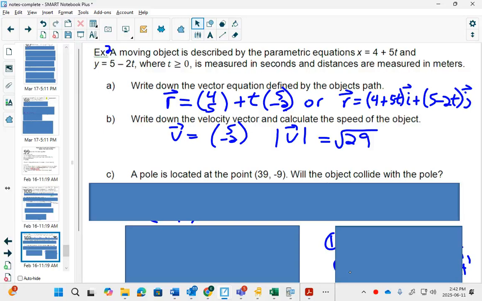All right. What moving object are we talking about? Maybe it is a pet hamster. And it happens to only run in straight lines. And your pet hamster is running. And you see that there's a pole located at the point (39, negative 9). Will your hamster run into that pole? That is the question.